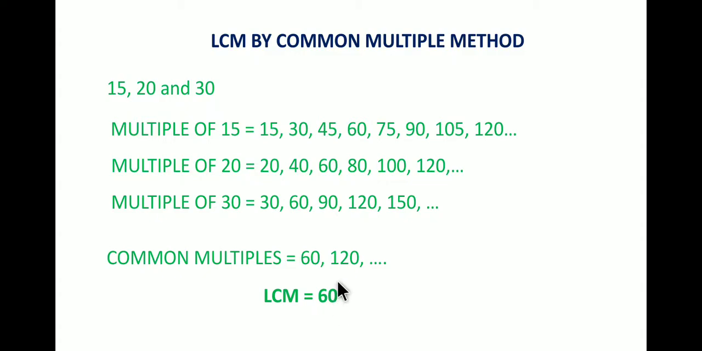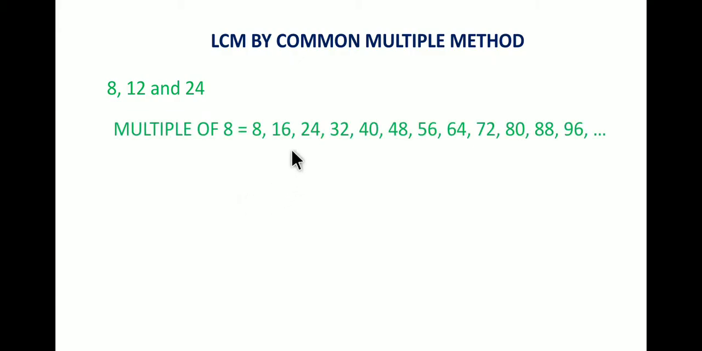This means that 60 is the lowest number which can be divided by all these given numbers 15, 20 and 30 without leaving any remainder. Next example, 8, 12 and 24. Just like the previous one, you write down the multiples of 8. So here the multiples of 8 are 8, 16, 24, 32, 40, 48, 56, 64, 72, 80, 88, 96 and you can move on writing a few more.